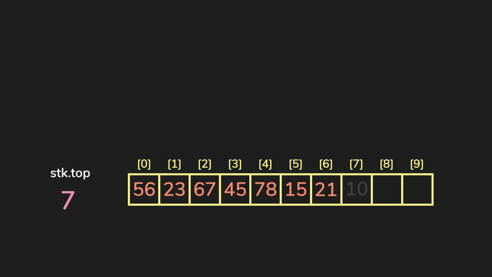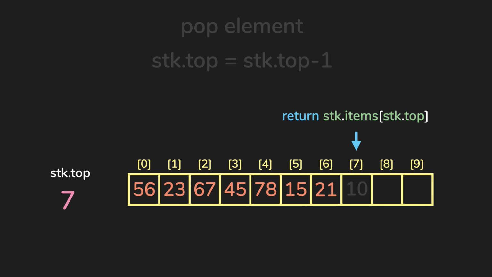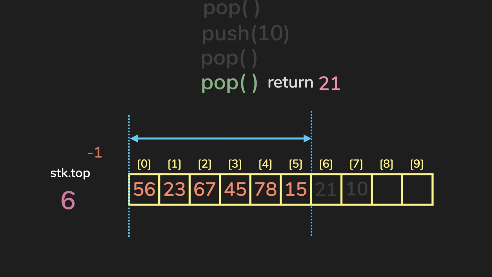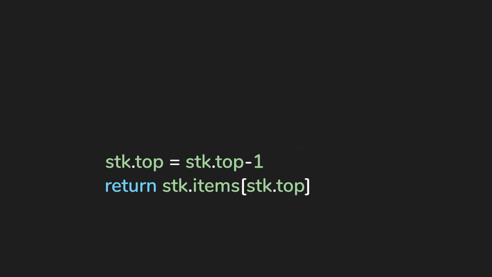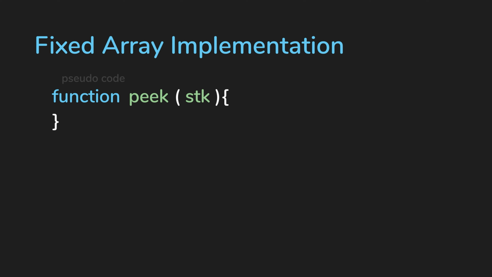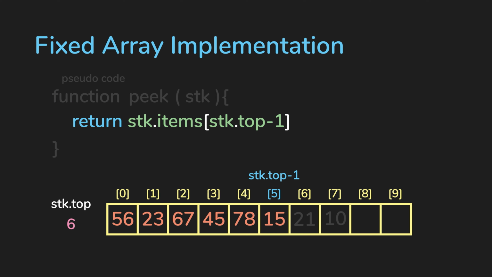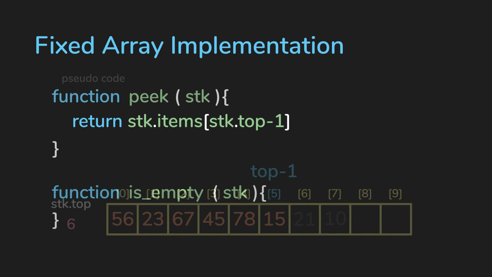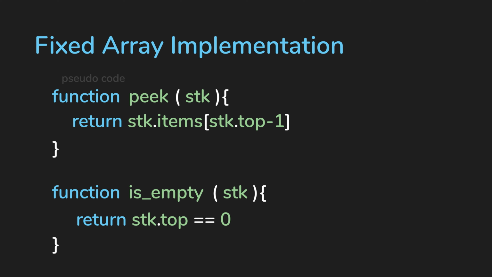After we decrement the top by 1, let's return the popped value. Because we didn't actually remove the popped value from the stack, we can just return the value at the index top from the items array. So that was how you implement the pop operation. Peek and isEmpty are pretty simple. For peek, you just return the latest element with top minus 1 as the index, and for isEmpty, you just check if top is 0 or not.